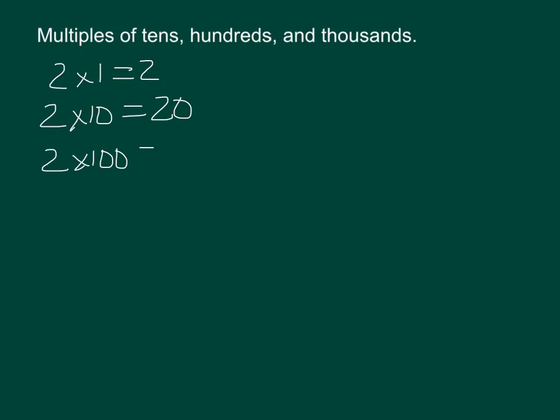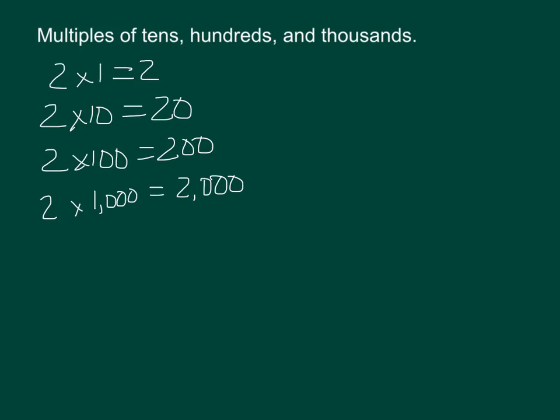Now, you know that 2 times 1 equals 2. You also know that 2 times 10 equals 20. Did you know that 2 times 100 equals 200? And did you know that 2 times 1,000 gives you 2,000? Well, you probably see a little pattern in this.